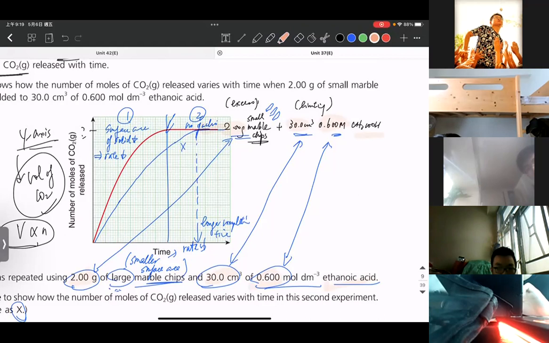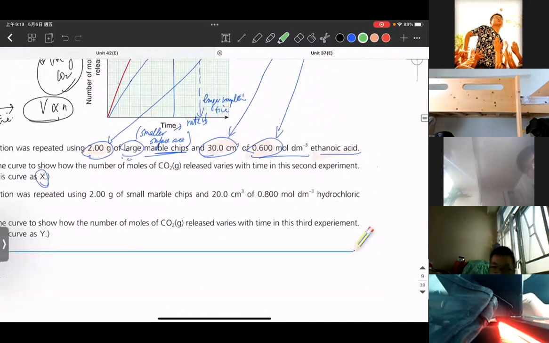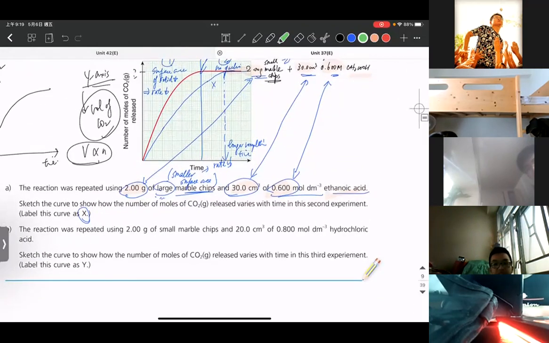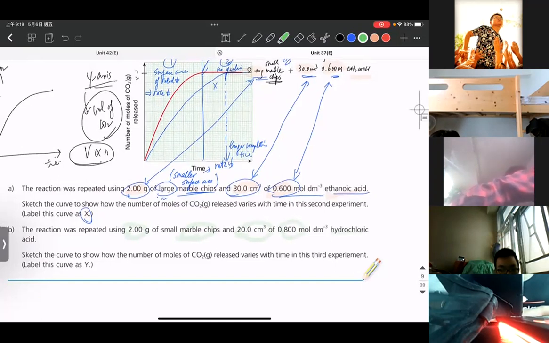How about the second case? The second case, I would like to show in a green line. The experiment was repeated using 2.00 gram of small marble chips and 20.0 cm³ of 0.800 molar hydrochloric acid. So what would the curve be like?